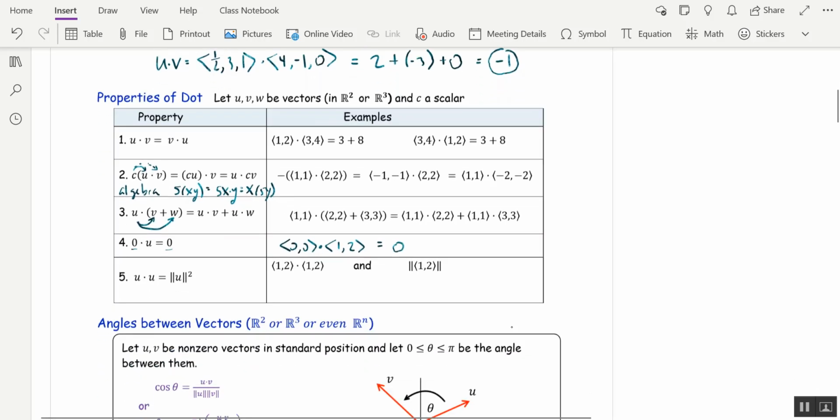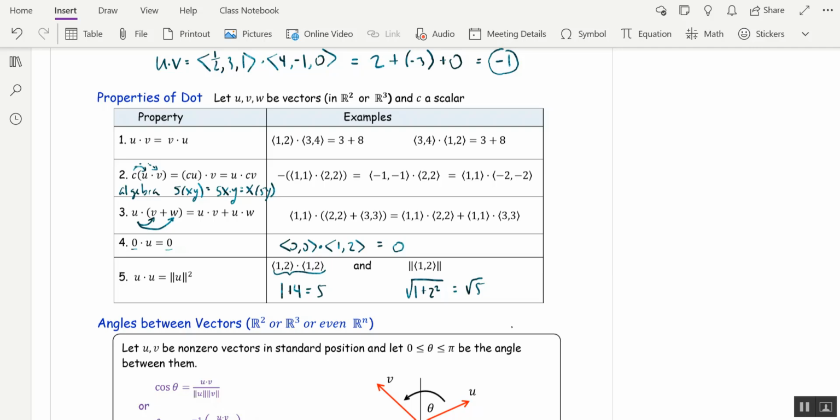And finally, property 5 is a nice way to get rid of square roots. We can think about u dot u as the length of u squared. So for example, over here, if I take u dot u, I get 1 plus 4, which is 5. Whereas if I take the length of u, I get the square root of 1 squared, which is 1, plus 2 squared, which is 4, and that gives me root 5. And sure enough, if I square that, I do get 5.